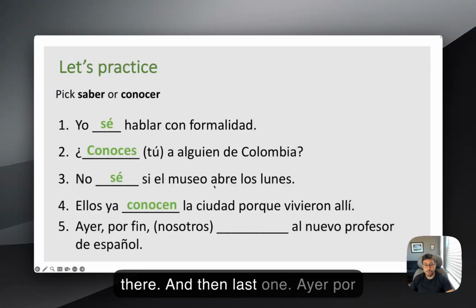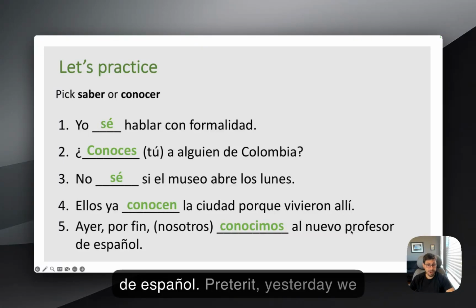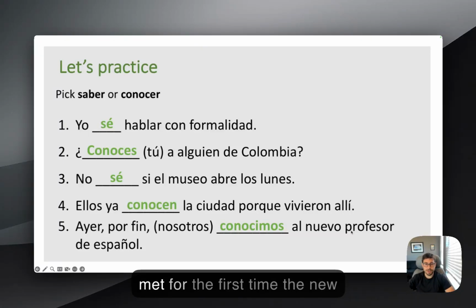And then the last one, ayer por fin conocimos al nuevo profesor de español, Frederick. Yesterday we met the new Spanish professor for the first time.